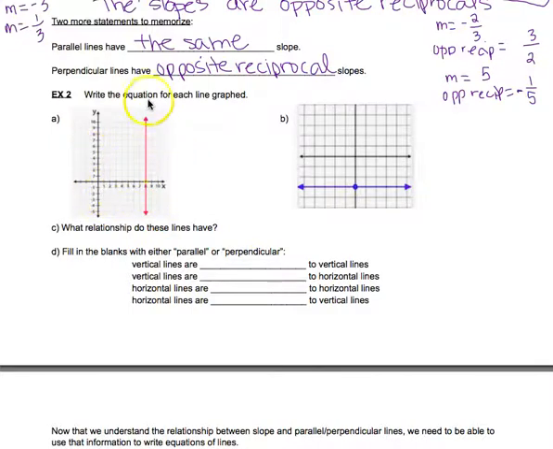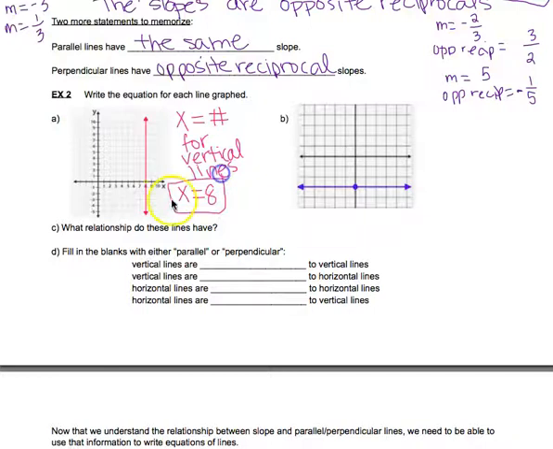So all vertical lines, no exceptions, they are always just x equals a number. And the number that it equals is whatever x is equal to everywhere on that line. I could pick tons of points on this line. They all have the same x coordinate. And so the x coordinate there is 8. So that means that my equation here would be x equals 8.